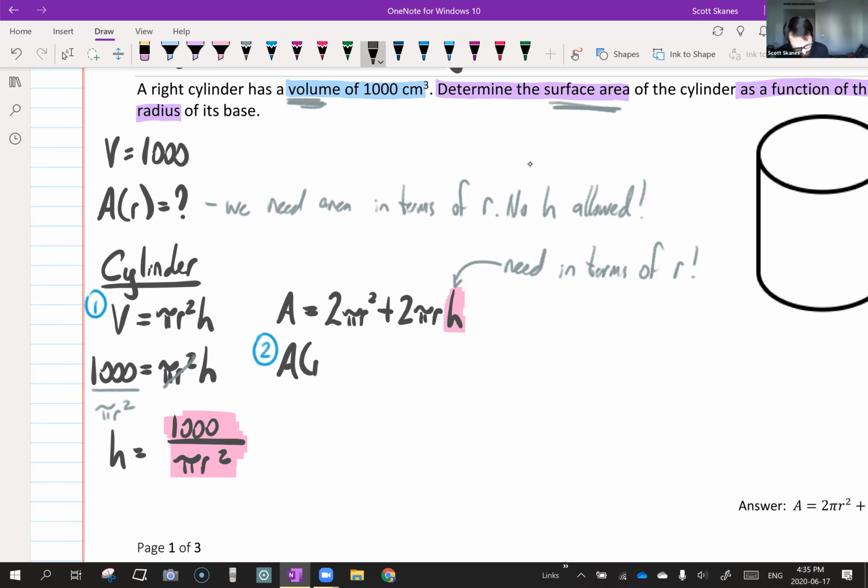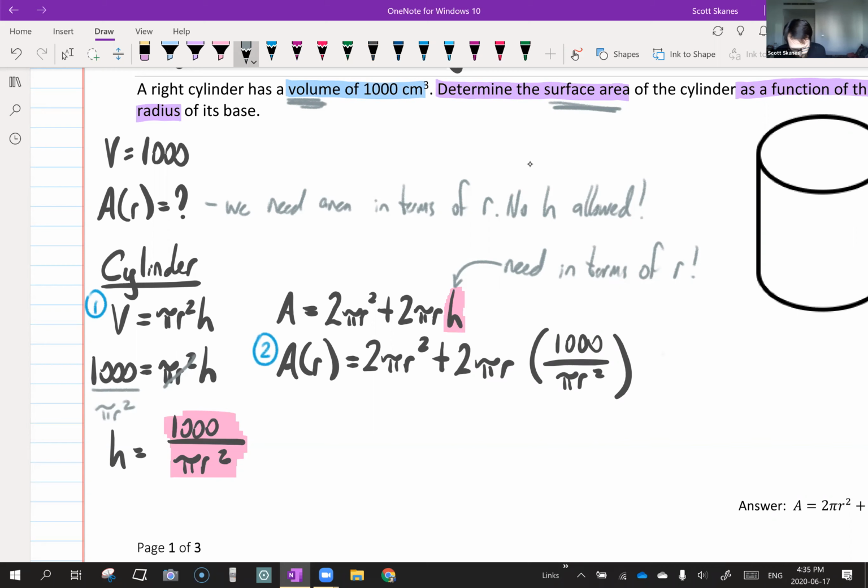So the second step here, area, it'll actually be in terms of R, I know that already. 2 pi r squared plus 2 pi r, and now I'm going to substitute my H, which I just found, given the information, okay? And what we'll see is now it is all in terms of R. Or in other words, it's a function of R, which is the question.